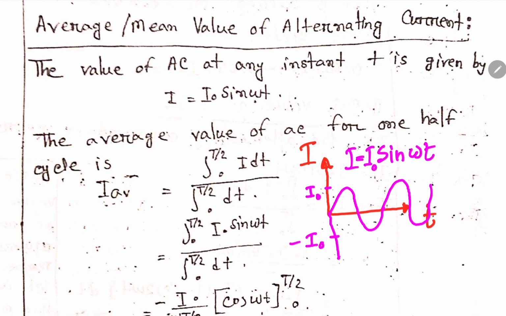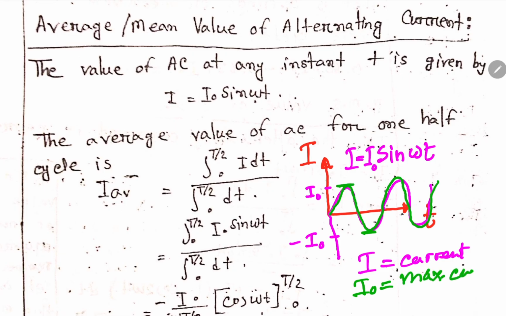Here, I is the current which is basically fluctuating, which is not fixed. I have the fluctuating value. See, it is increasing and then again decreasing, and then increasing and then again decreasing. So it has this fluctuating nature. I naught is the maximum current, which is this value, and t is what we know as time. Omega is what we call angular frequency.